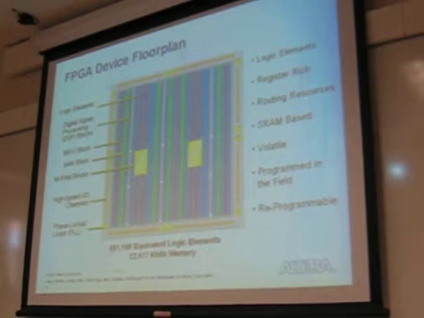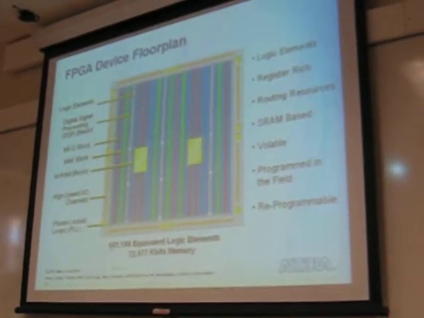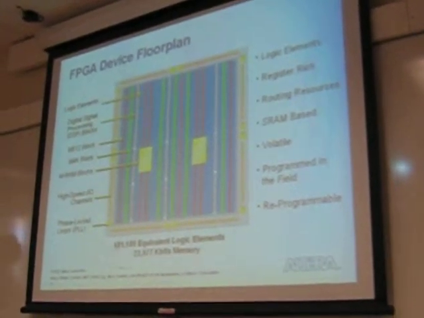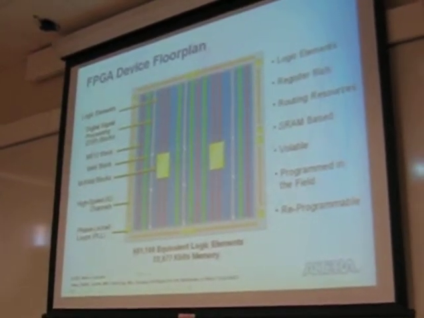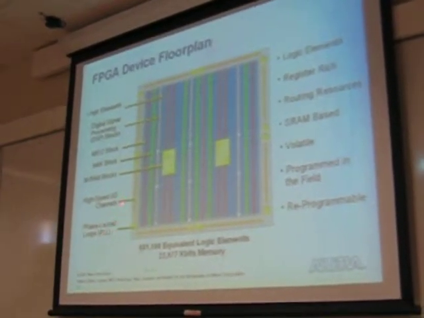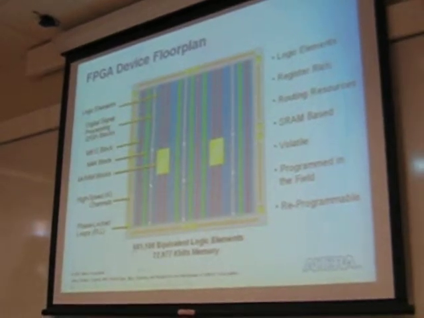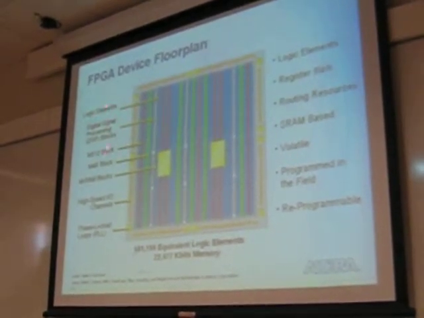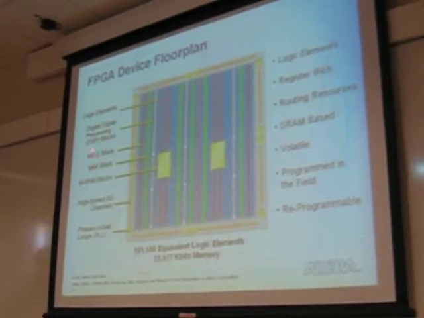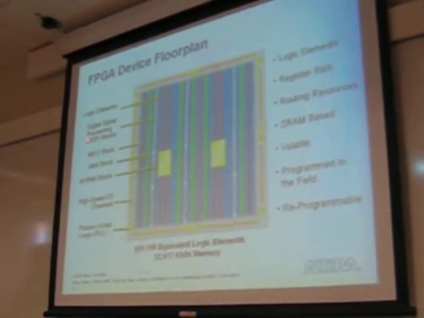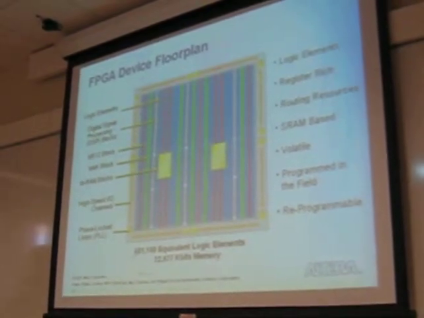Are things like the phase lock loop a special dedicated circuit, or is that implemented in the same way as a loop? So the question was whether this PLL is dedicated circuitry, and it is. Everything that I've talked about, all these blocks, are dedicated circuitry. In other words, if you don't use those DSP blocks for DSP applications, they get wasted. They just sit there. It's not logic elements.